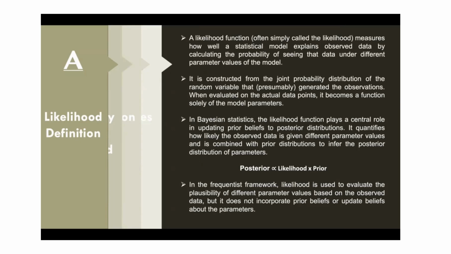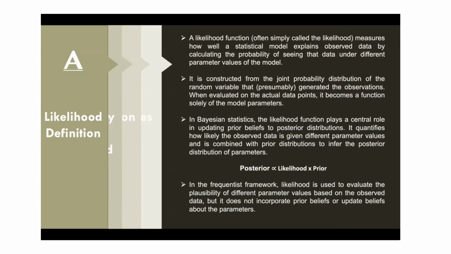Now coming to the understanding, let's take into account Bayesian and frequentist statistics. In frequentist statistics, we know likelihood is like the point estimate. Likelihood is used to evaluate the plausibility of different parameter values based on the observed data, but it does not incorporate prior beliefs or update beliefs about the parameters. Here, there is no prior knowledge taken into account.